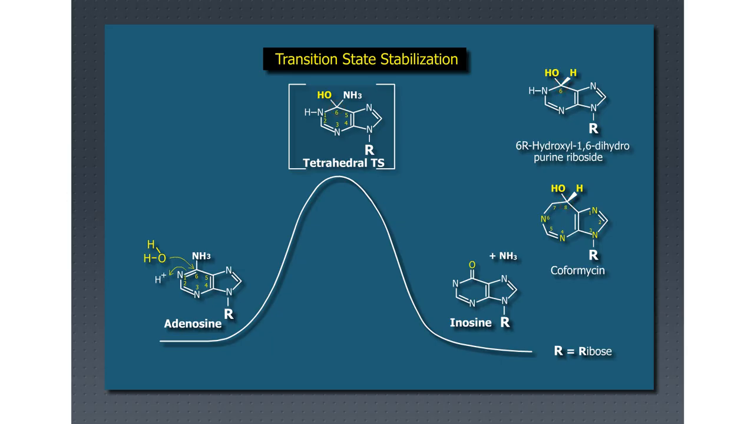To summarize the concept of transition state stabilization, enzymes accelerate reaction rates by binding tightly to the transition state. This stabilization is achieved because the enzyme's active site is complementary to the structure of the transition state formed during the reaction. The higher the enzyme's affinity for the transition state, the lower the activation energy.